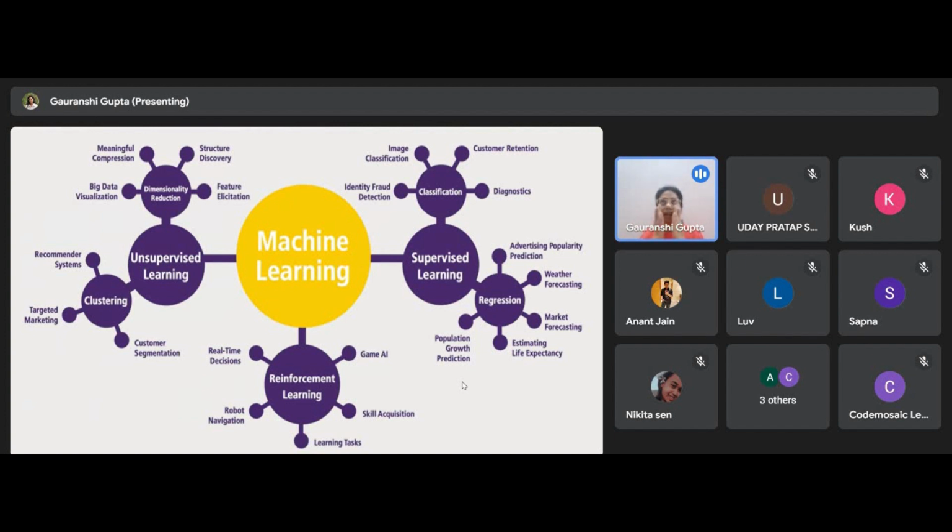For example, if I have a data set of students liking cricket, students liking football, and students liking tennis, I want to put together all the students liking cricket, football, and tennis. So this is what clustering is.